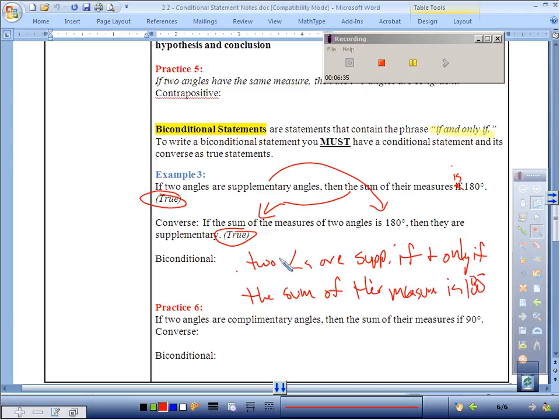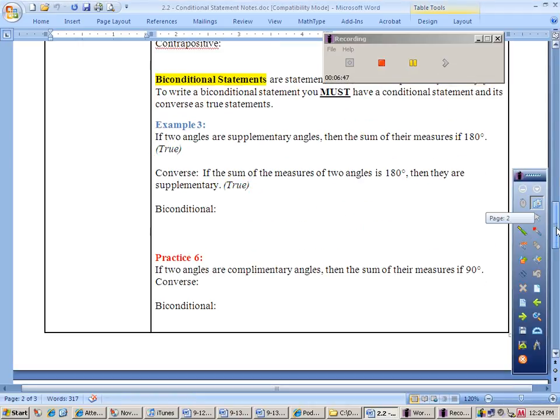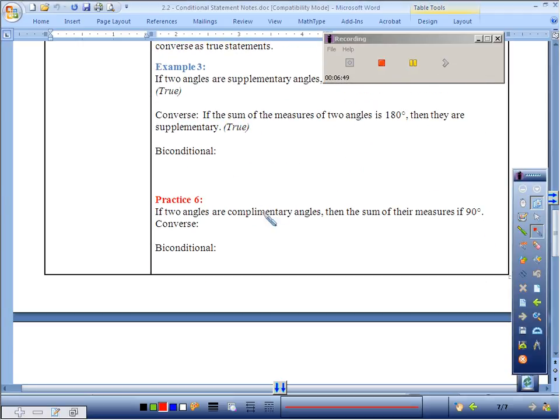You're now making the statement if and only if. Remember, this is the big part. If and only if. And both the conditional and the converse must be true. Try the example below. If two angles are complementary angles, then the sum of their measures is 90. We know this is true. Complementary means they total 90 degrees.